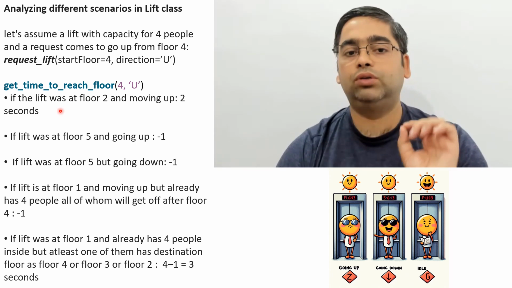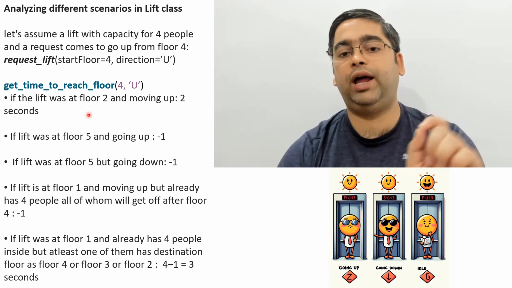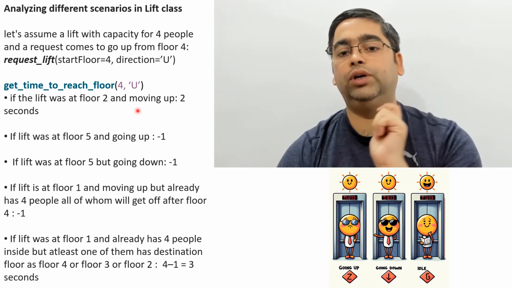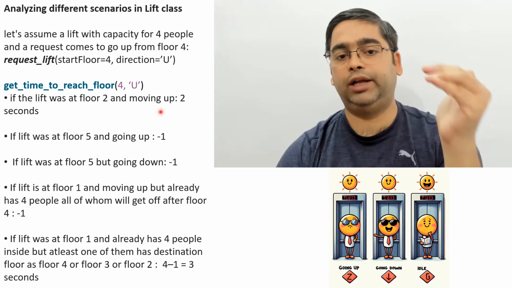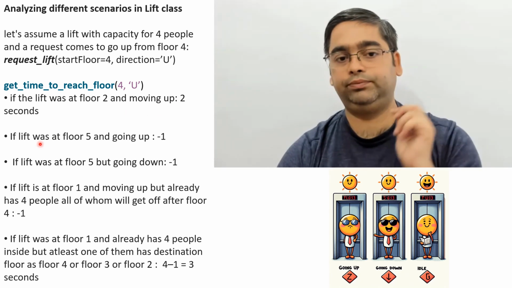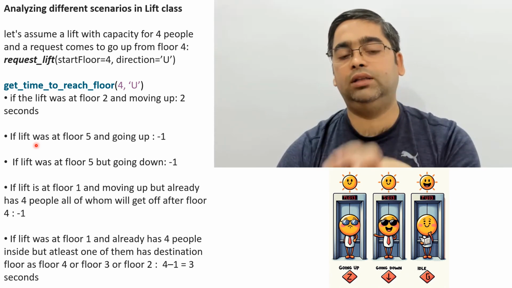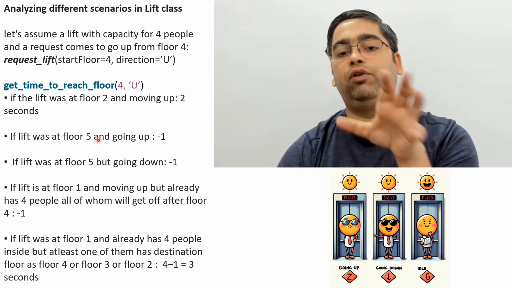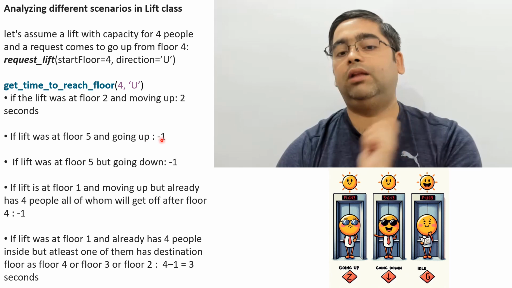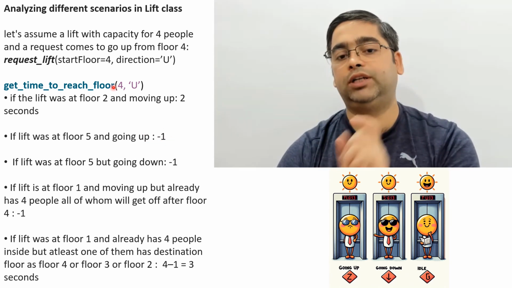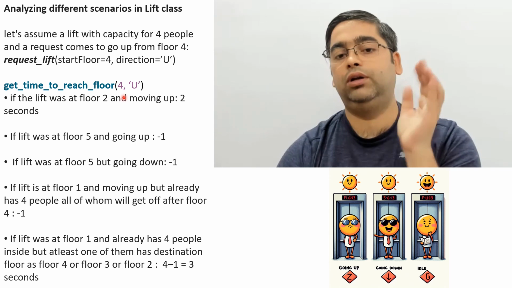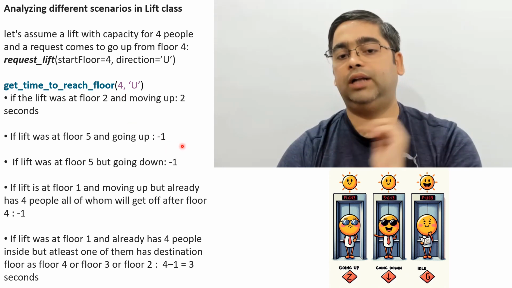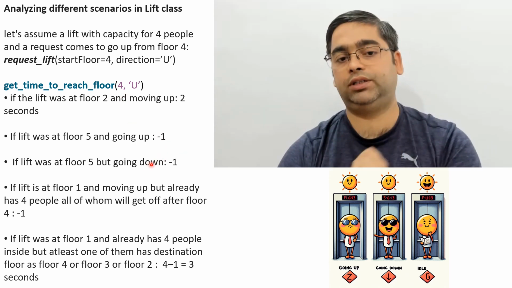and it will choose the optimal lift based on that time. So let's suppose a lift was at floor 2 and it is moving up. So it will return 2 seconds: 4 minus 2, 2 seconds. It will take 2 seconds to move 2 floors up. Let's take another lift which is at floor 5 and it is going up. Now that lift cannot be assigned this request because it is already at floor 5, so it is past floor 4. So it will return -1. That is invalid for this request.